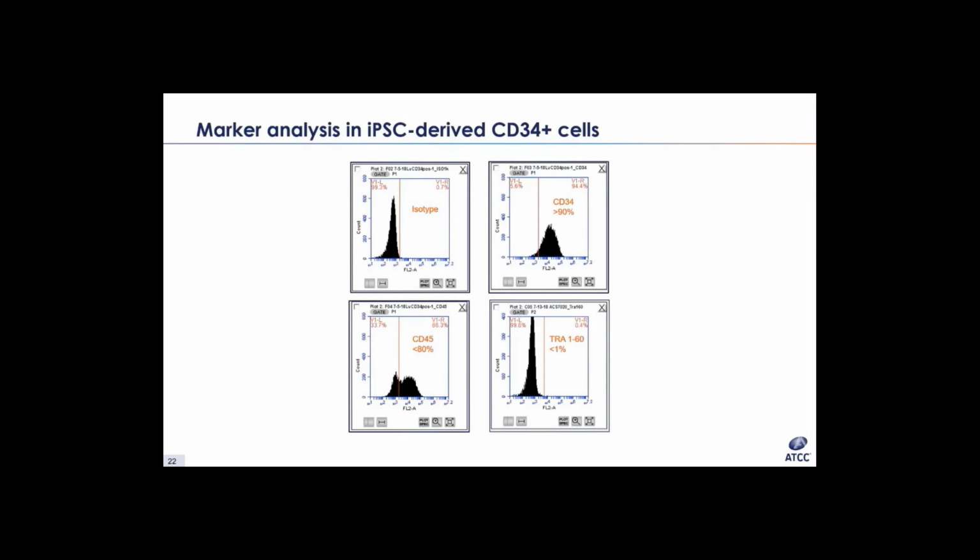So here's the flow analysis of the iPSC-derived CD34 positive cells. Positive markers that we test for are CD34 and CD45. For CD45, even though it's a positive marker, it needs to be below 80% to show that the cells are not differentiating too far. The negative marker, TRA160, is a stem cell surface marker. You can see that CD34 is over 90% and TRA160 is less than 1% here, indicating the high purity of the cells.